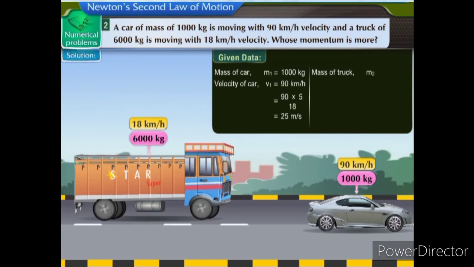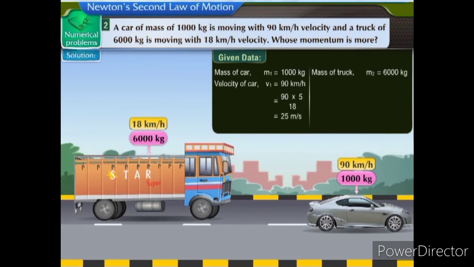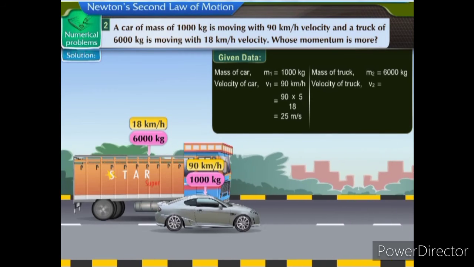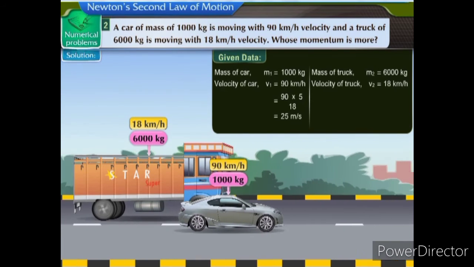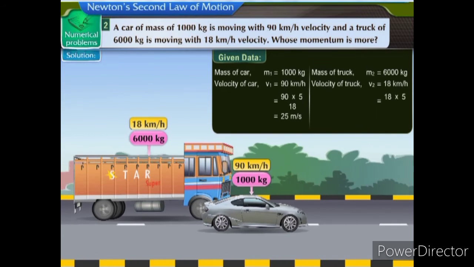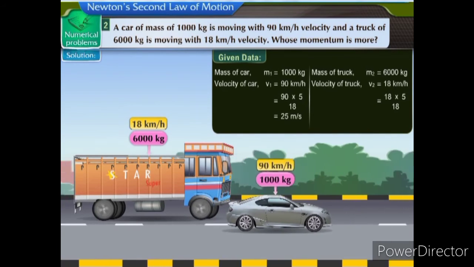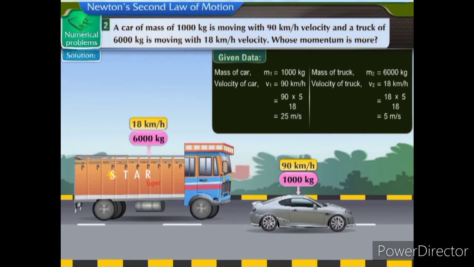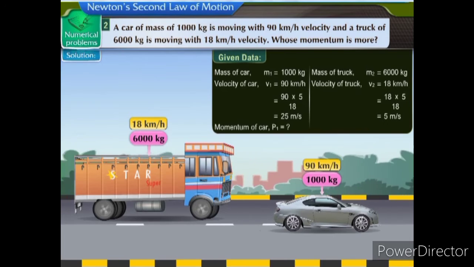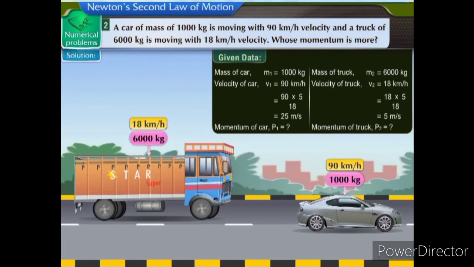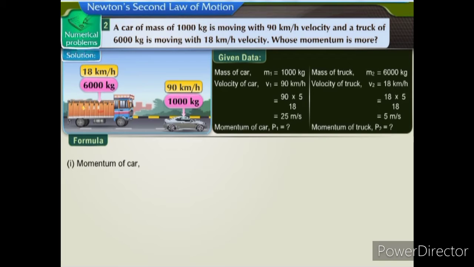Mass of truck M2 is equal to 6000 kilograms. Velocity of truck V2 is equal to 18 kilometer per hour, which is equal to 18 into 5 divided by 18. So V2 is equal to 5 meter per second. To find momentum of car P1 and momentum of truck P2. Momentum of car P1 is equal to M1 into V1 is equal to 1000 into 25. So P1 is equal to 25,000 kilogram meter per second.